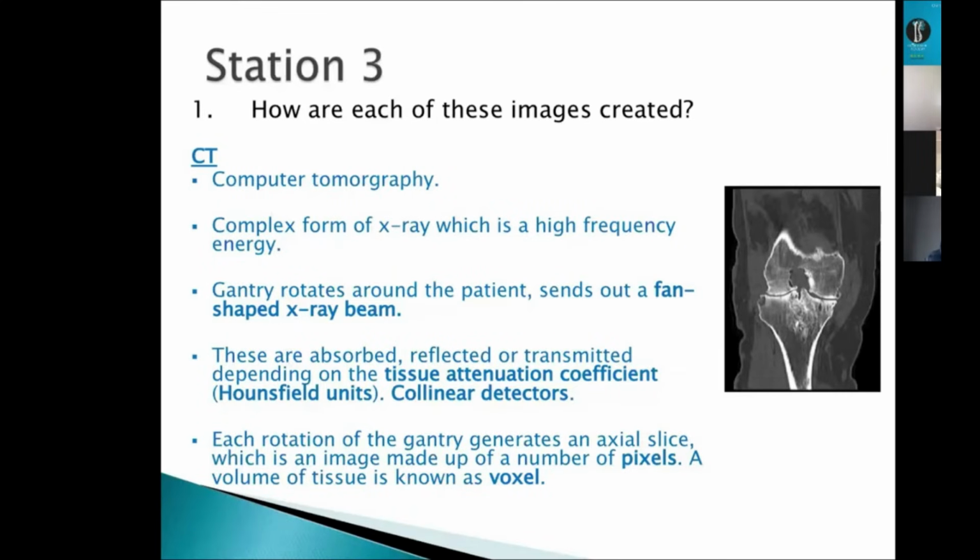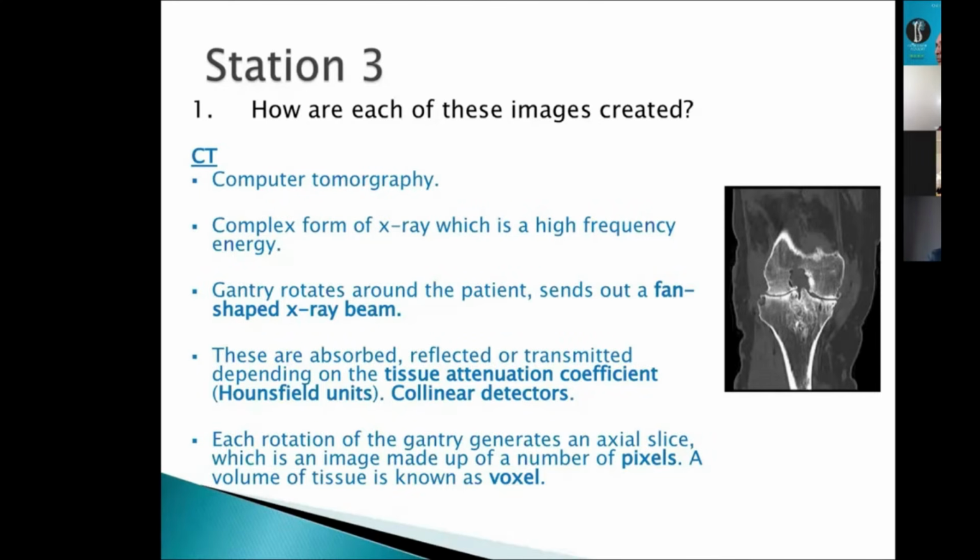It's also useful to throw in, how is that different to an X-ray? Well, you've got pixels and voxels. So 2D is a pixel, but when you've got a volume of tissue, the depth becomes a voxel. That's by definition. From the actual images, it then creates a 3D image, and each one of those volumes of a pixel is called a voxel. So these are little terms: fan-shaped X-ray beam, tissue attenuation coefficient, collinear detectors, pixels, voxels, to throw in.